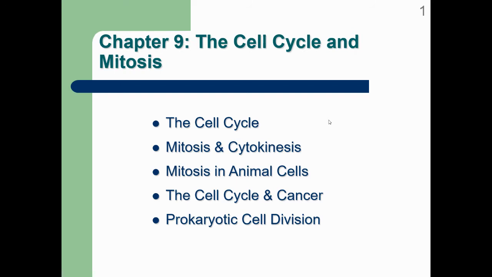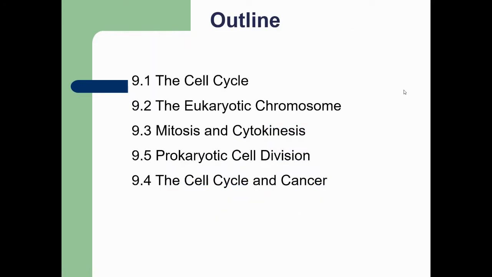They are similar processes, even the vocabulary is similar, so it's really easy to confuse them. So make sure you're really solid on mitosis before you venture into meiosis, and that will really help you to keep them straight. So Chapter 9, the cell cycle and mitosis. We'll look at the cell cycle. We'll zoom in on the eukaryotic chromosome, and then the specific steps of mitosis and cytokinesis. We'll take a look at how bacteria, how prokaryotes divide. And then we'll look a little bit at the cell cycle and cancer.